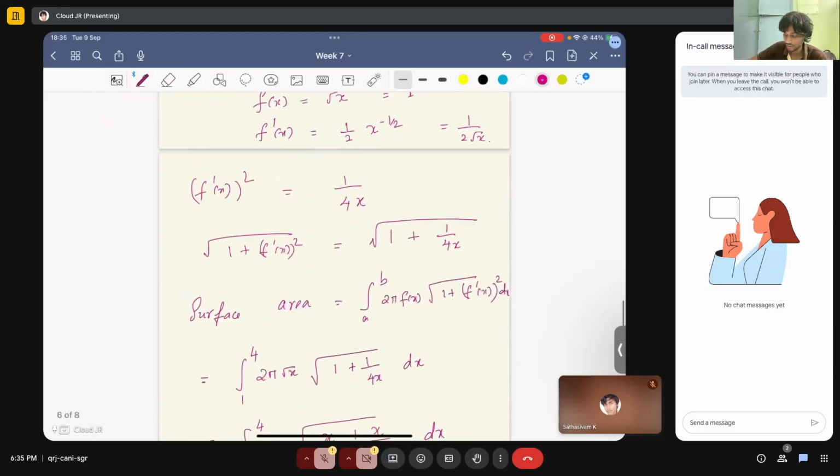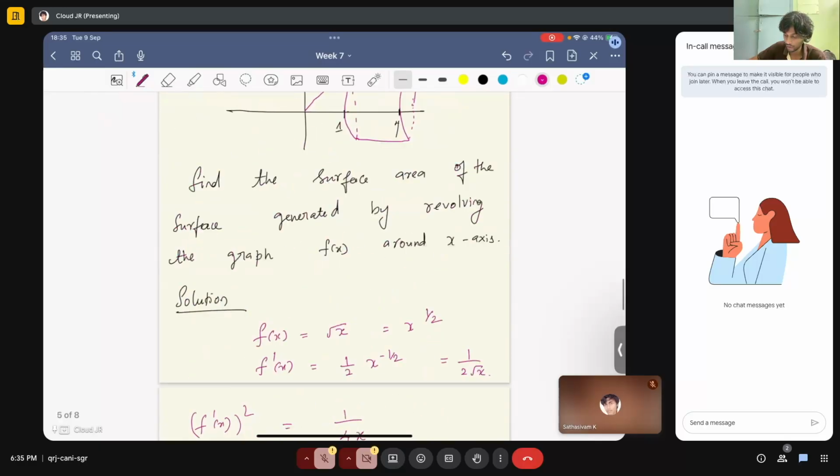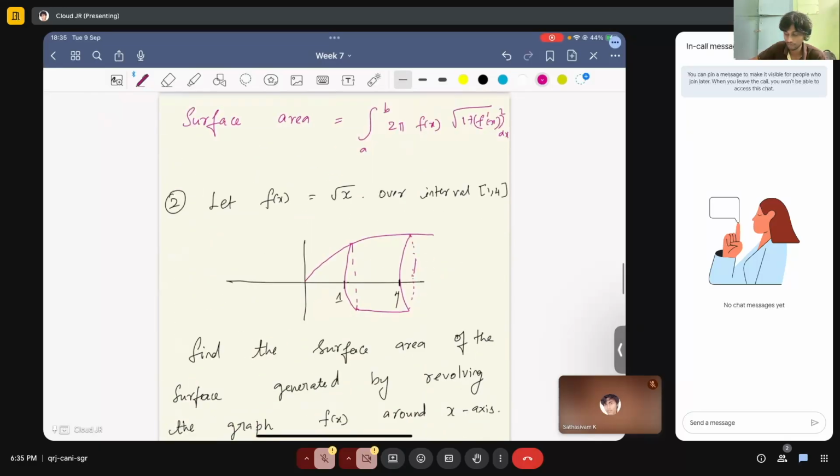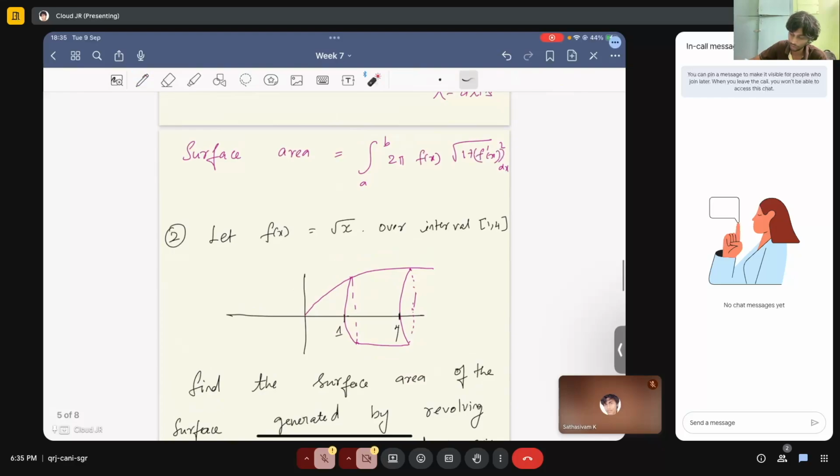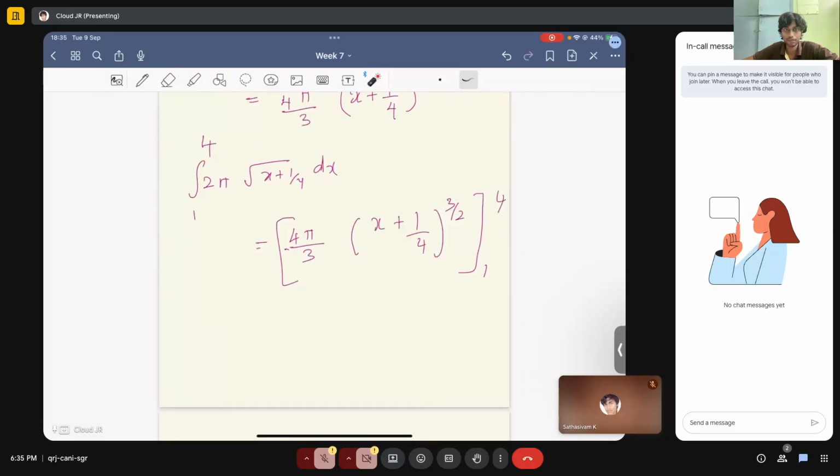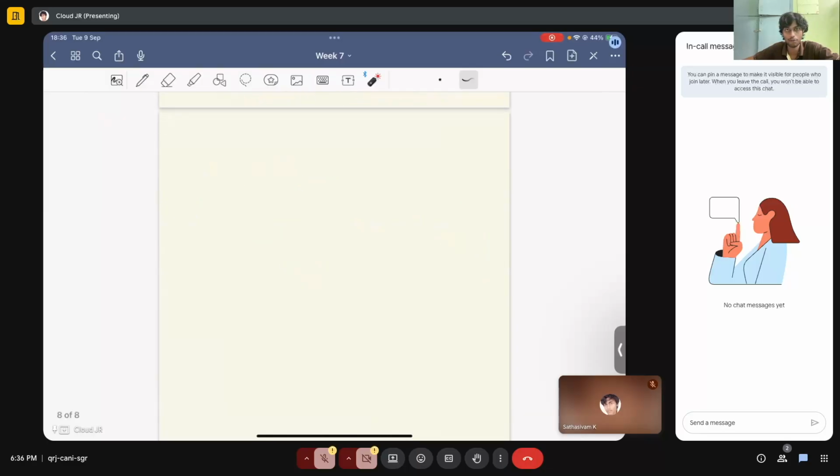Okay, this is what you do when you have a curve and you want to find the surface area by rotating it over the x-axis. Similarly, you can rotate over the y-axis. So let's solve a problem where we rotate over the y-axis. Let me write a question here. This will be our third question.